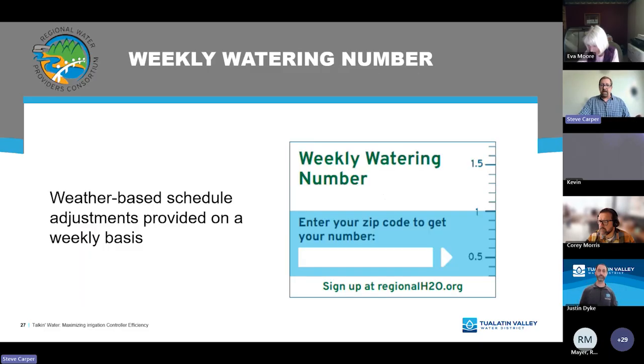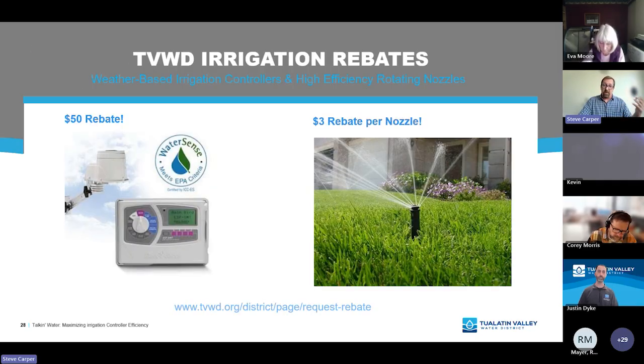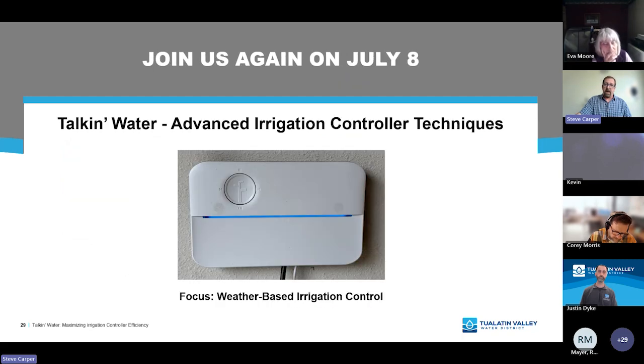If you want to take the next step, we've got some great tools available to you. Our friends at the Regional Water Provider Consortium have a tool called the Weekly Watering Number, where you can sign up, provide your zip code, and they will send you an email every week that will basically teach you how to make a simple adjustment, so you can do weather-based adjustments on a standard controller throughout the irrigation season. Better yet, we'll actually give you a real credit on your bill if you want to install a weather-based irrigation controller, and we'll talk about those a little bit more in July on how to optimize those at our next Talking Water event.